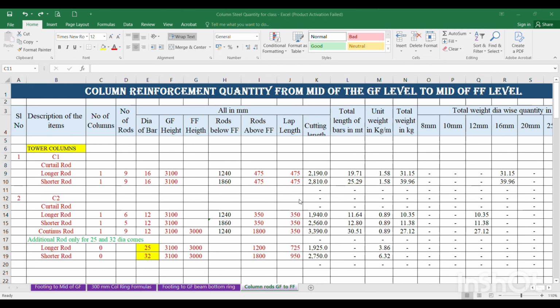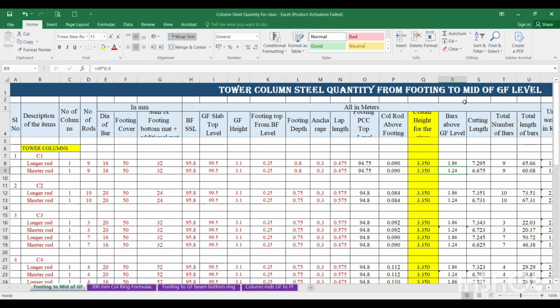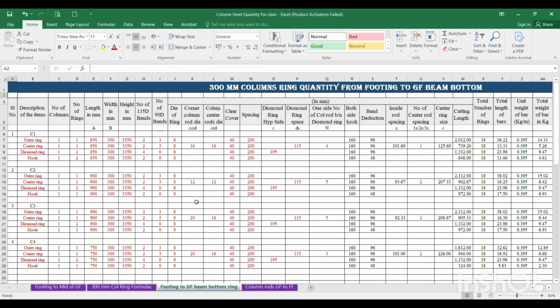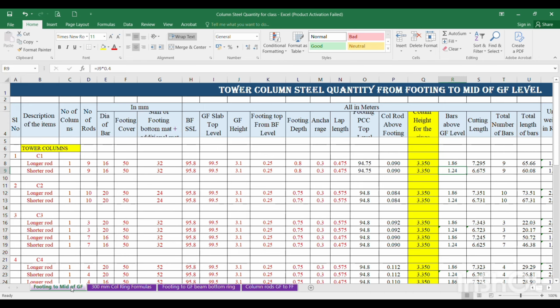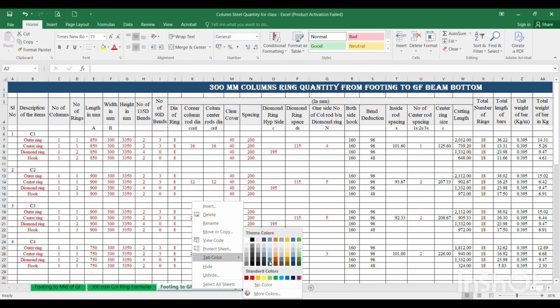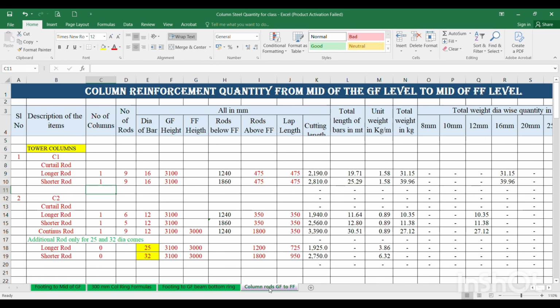Today in this video we are going to learn how to calculate the column main reinforcement from the mid of ground floor level to mid of first floor level. Already we have learned in the previous videos the footing to the ground floor, mid of the ground floor level, and the column rings from the footing top to the ground floor beam bottom. We have learned these sections. That's why I keep changing these; whatever files are already learned, I keep in green color. And today we are learning these column rods from the mid of ground floor to first floor level.